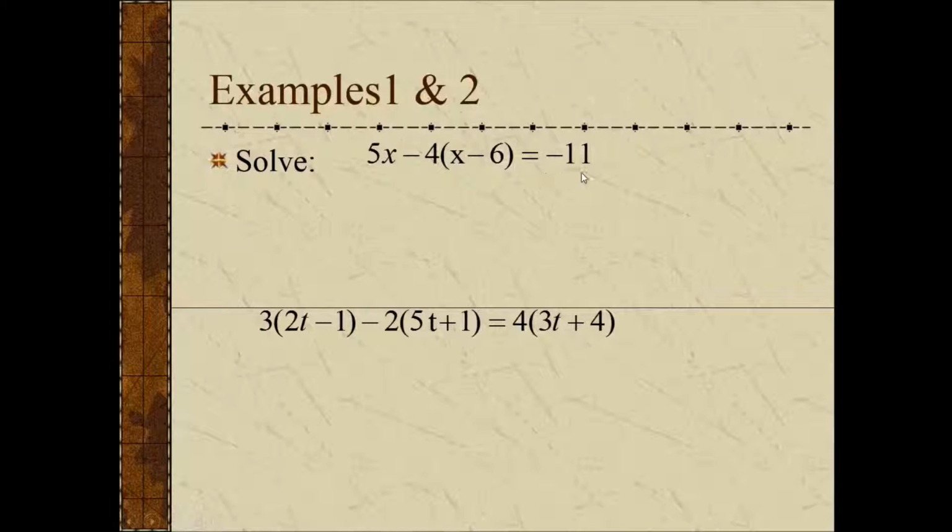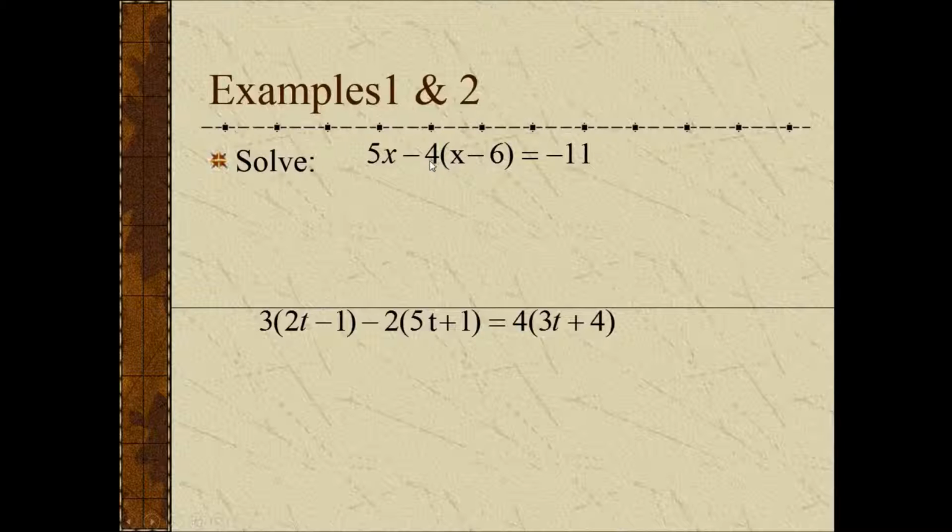Solve 5x minus 4 times parentheses x minus 6 equals negative 11. I'm going to focus on simplifying this left side of the equation. So 5x and negative 4, they're connected by subtraction, but 4 and this parentheses are connected by multiplication. So when I'm simplifying, I want to do multiplying before I try to do adding or subtracting. I'm going to distribute a negative 4 into this parentheses. Here's where we need to pay close attention to positive negative rules. We get negative 4x, and we get positive 24.